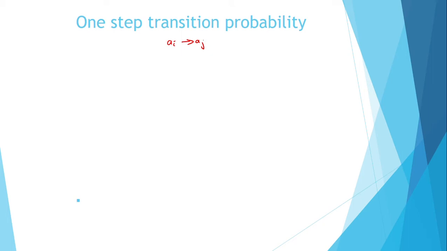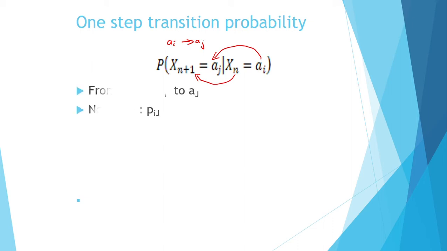It is given by the conditional probability P of Xn plus 1 equal to Aj given that Xn equal to Ai. That is, the process moves from the state Ai to Aj in the nth step, that is, from the nth to the n plus 1th step. And it is denoted by Pij with the double suffix, Pij.